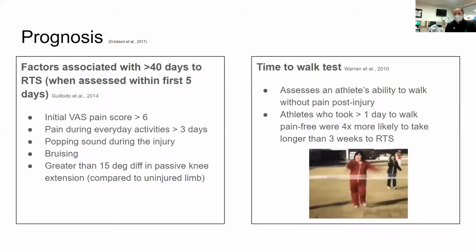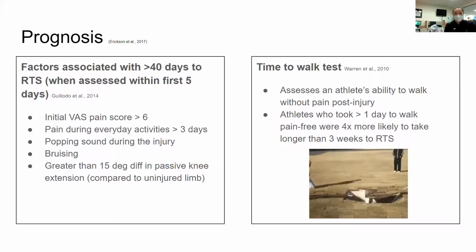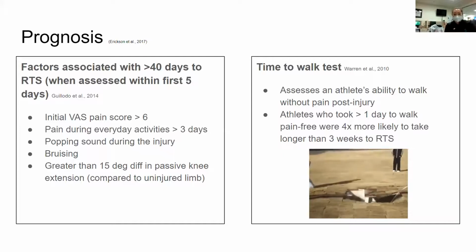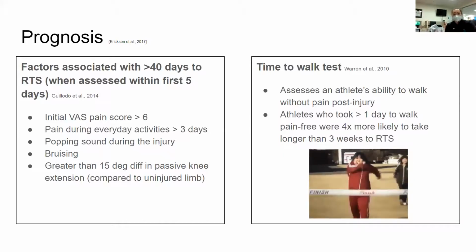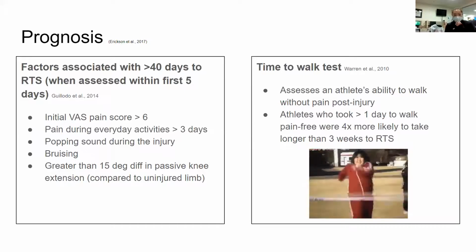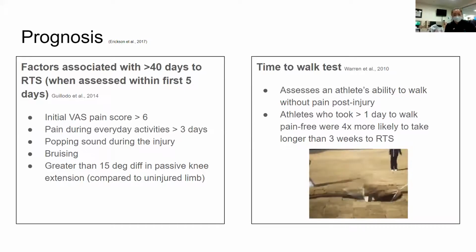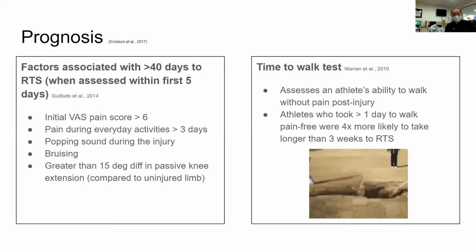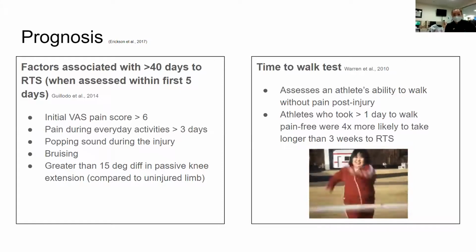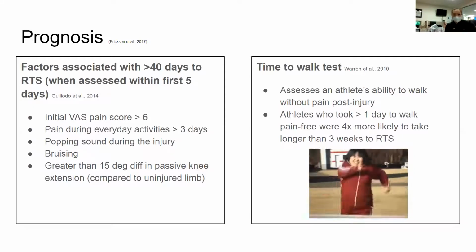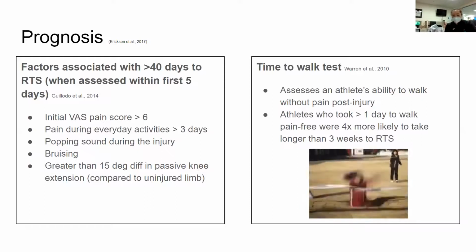Okay, some more factors for prognosis. Gulido et al. in 2014 came up with a group of factors that were associated with greater than 40 days to return to sport. These were all factors they assessed within the first 5 days of injury, and this is based on data from 120 athletes, so a pretty good number of subjects.